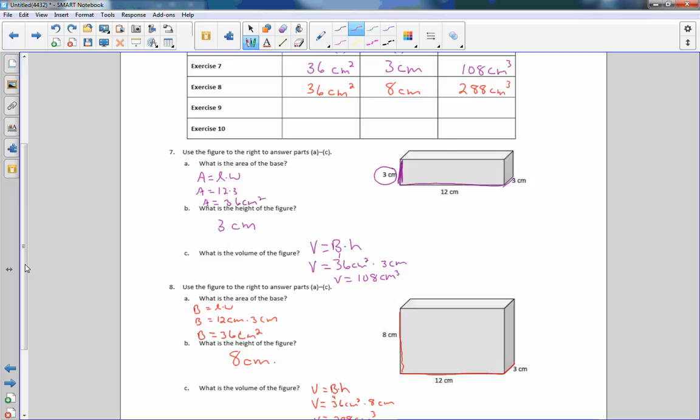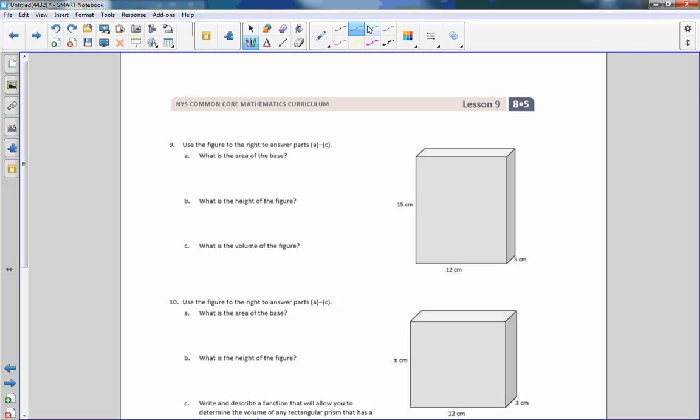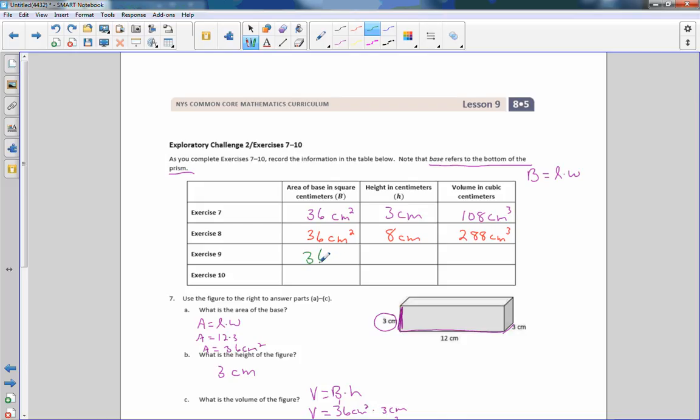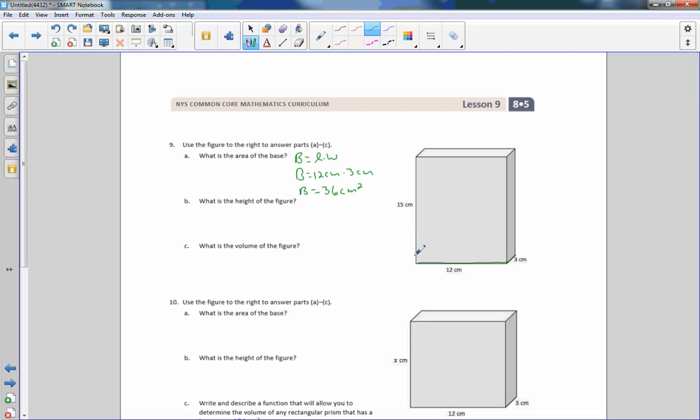Okay. Exercise 9. Use the figure to the right to answer A through C. What's the area of the base? So B equals length times width, 12 times 3. So B equals 12 centimeters times 3 centimeters. So B equals 36 centimeters squared. 36 centimeters squared. What is the height of the figure? The height is right here, 15. So actually I should write H equals 15 centimeters.